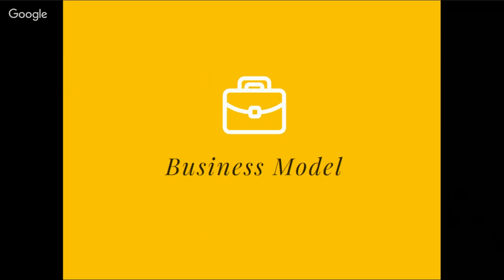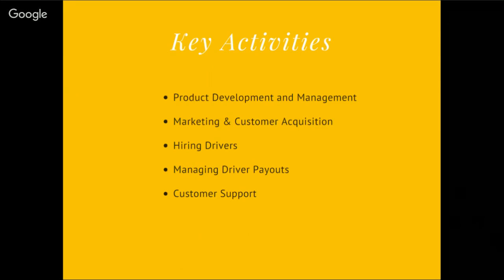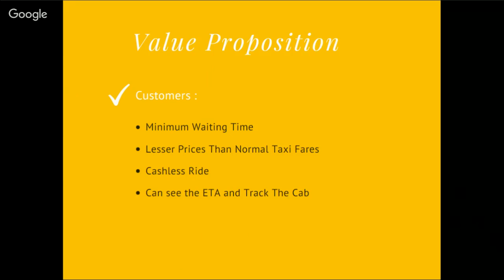The business model of Uber contains the following key activities: product development and management, marketing and customer acquisition, hiring drivers, managing driver payouts, and customer support. If you are building any Uber-kind of business, then these are the five major areas of work that have to get started in terms of operations. How Uber has been able to give a value proposition to each of these actors is what I'm going to cover here.